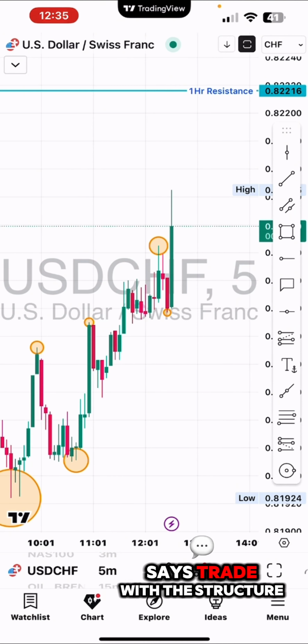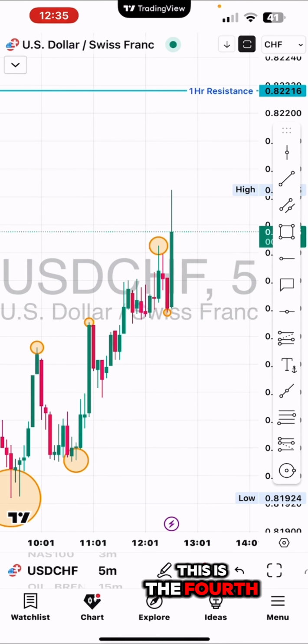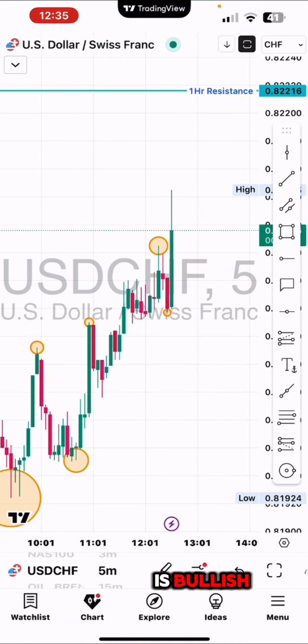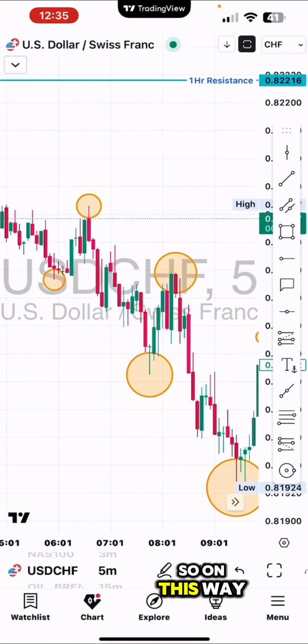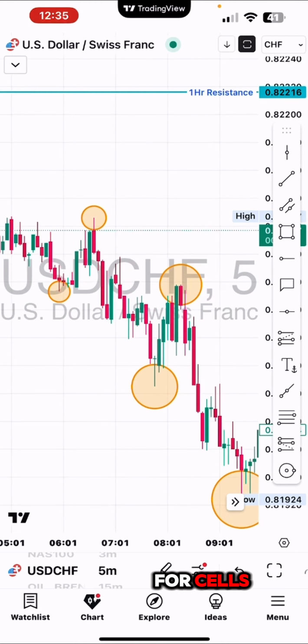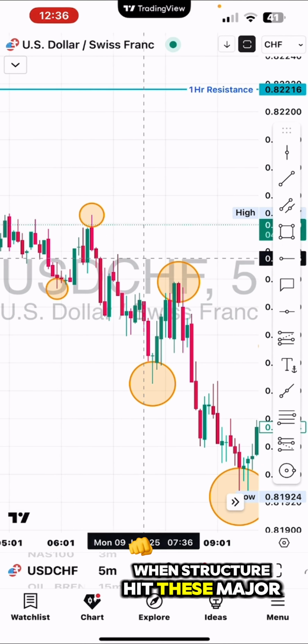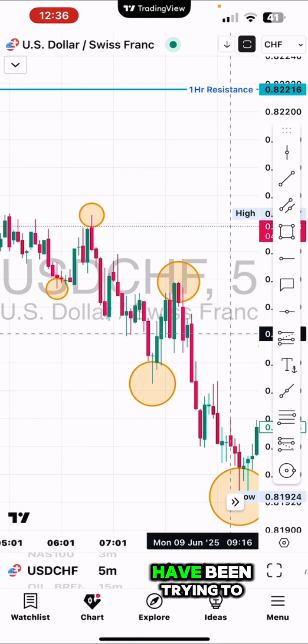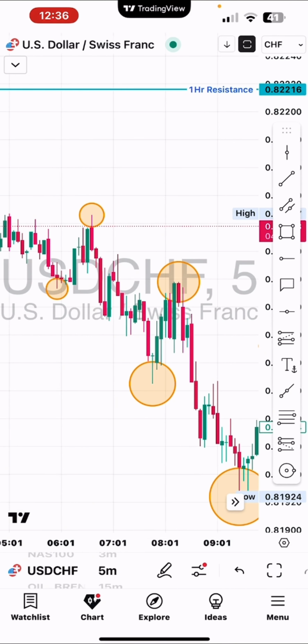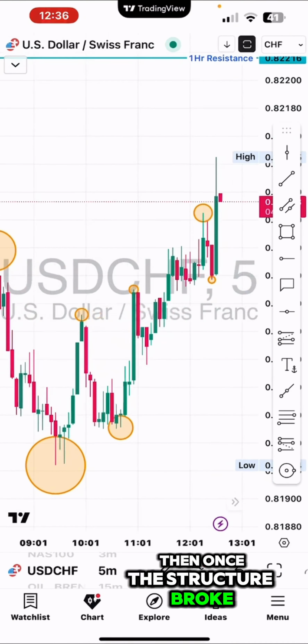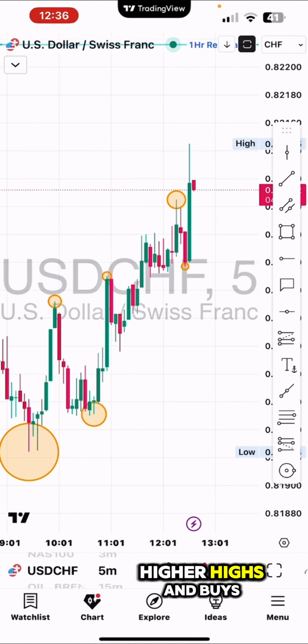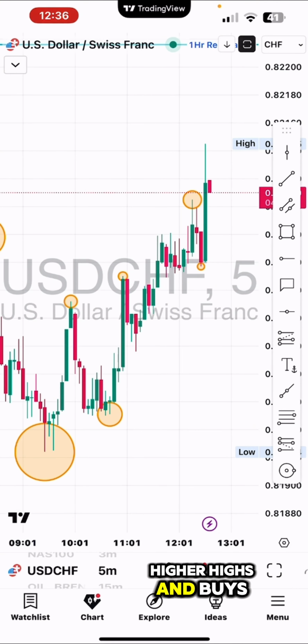Now it says trade with the structure. This is the fourth one, not against it. So if the structure is bullish, you're only looking for buys. So on this way, you should have been looking for sells, just pure sells. Ideally, when structure hit these major points here, that's when you should have been trying to jump in for a sell. Then once the structure broke, you'd be looking for higher highs and buys.